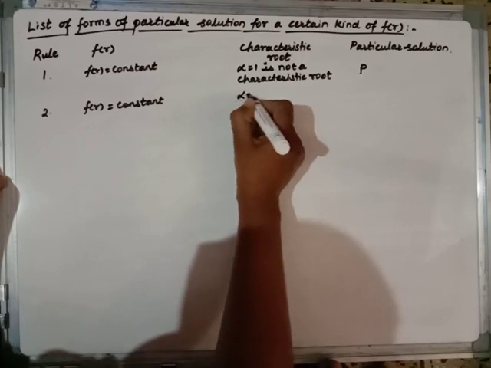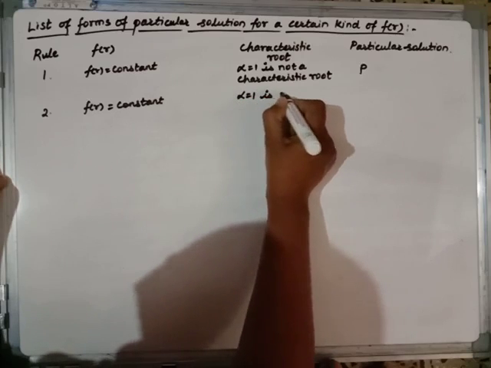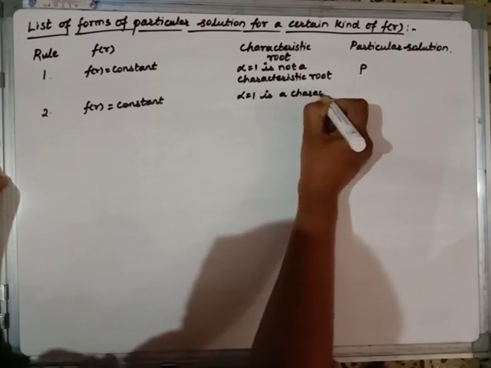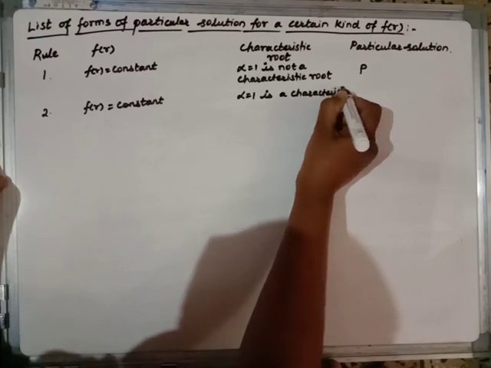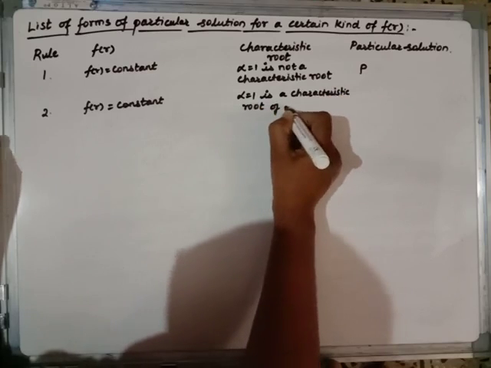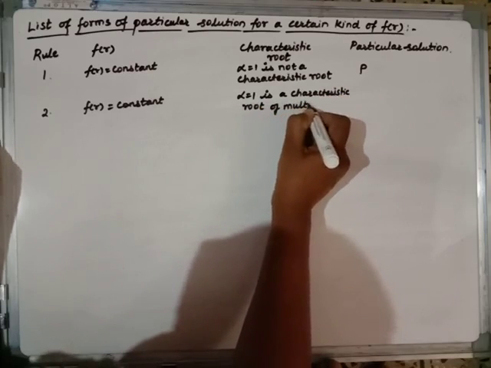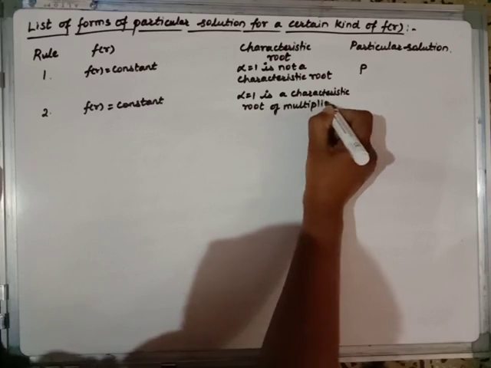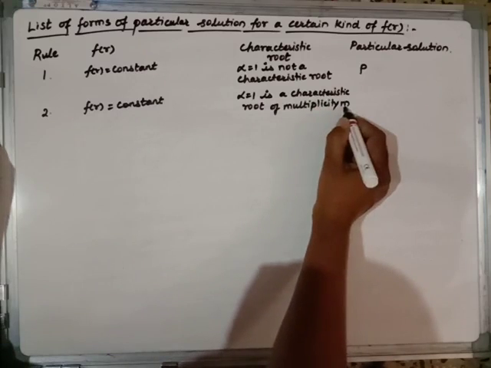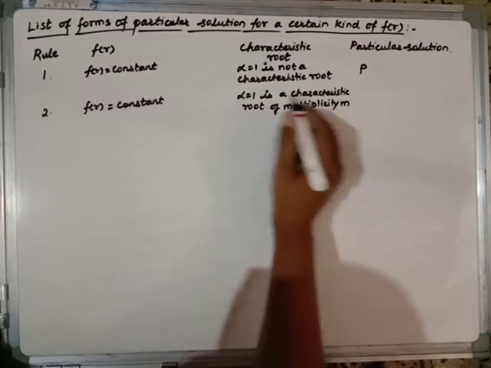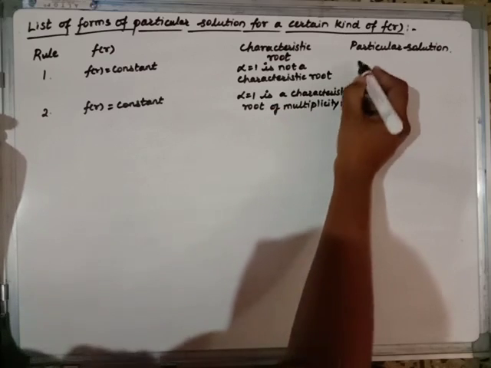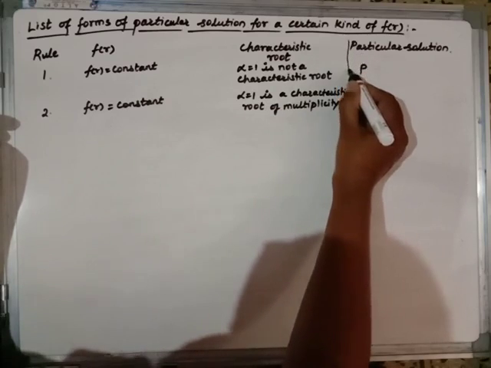and here alpha equal to 1 is a characteristic root of multiplicity m. Multiplicity means what? It occurs m times. Suppose it occurs twice, we will say m is equal to 2. Multiplicity is 2. If it occurs three times, then multiplicity will be 3. Okay.